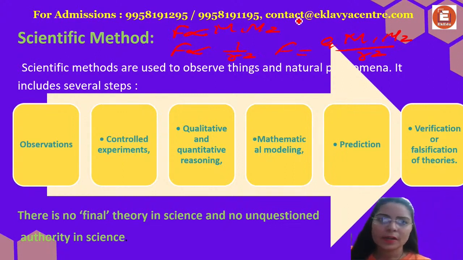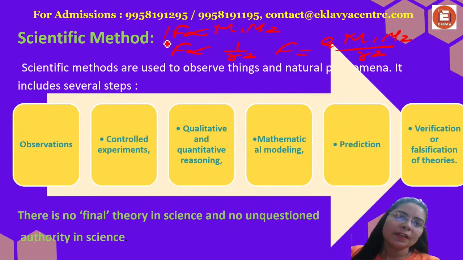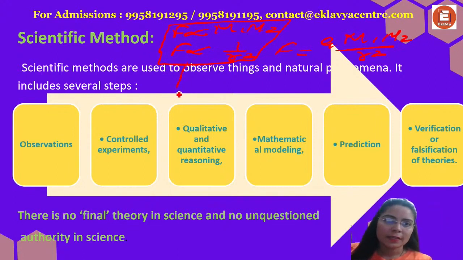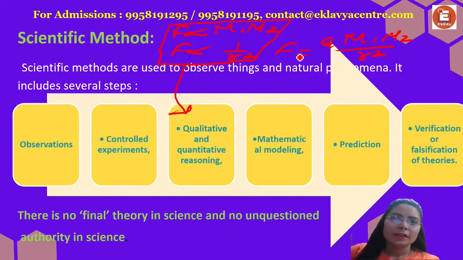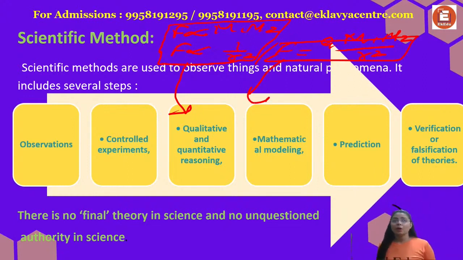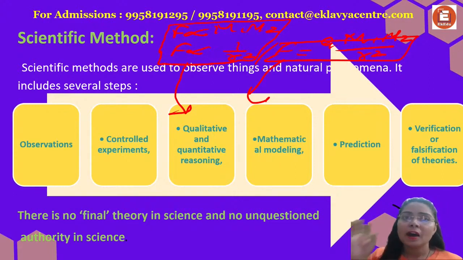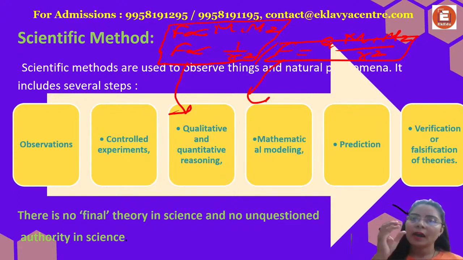So the attraction due to mass and the attraction due to distance is qualitative reasoning. Then this relation of force with mass and distance is quantitative reasoning. And this complete formula which has been developed is mathematical modeling. We try to analyze the qualitative and quantitative reasoning, and by that we develop a mathematical formula, a derivational formula for our concept.